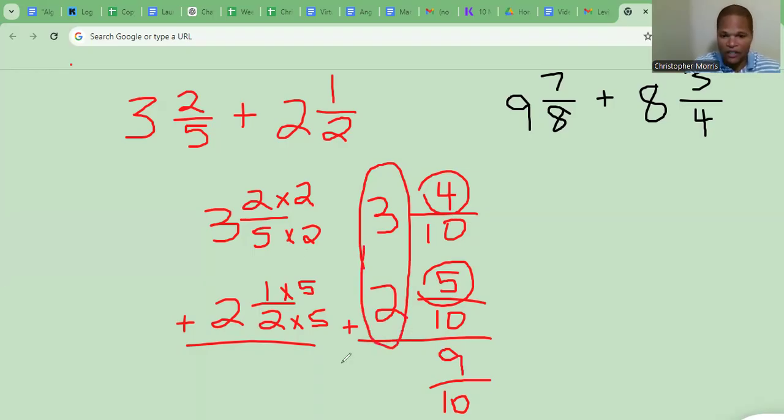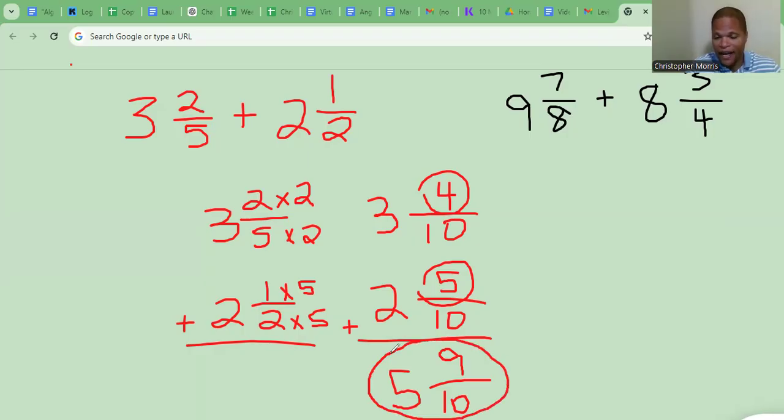3 plus 2 is 5 any day of the week. So it turns out that 3 2/5 plus 2 1/2 equals 5 9/10. 5 9/10. I'll say this: you want to get in the habit, if your fraction can be reduced, of always checking to see if you can reduce that fraction. But it turns out here, it doesn't really reduce. So we are done. 5 9/10 is how you do that.